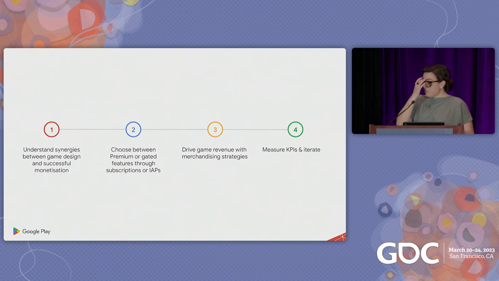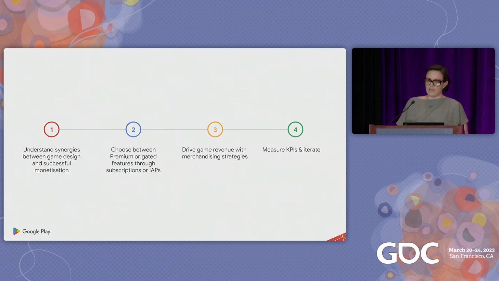Before we start, I like to think about this framework, and this is a very simple framework that can help you guide your game design to growth. The first step to be able to do a really good monetization strategy is to actually understand the synergy between game design and successful monetization. You simply cannot monetize a game that no user wants to play, or one that's not effective at acquiring, engaging, and retaining its players.